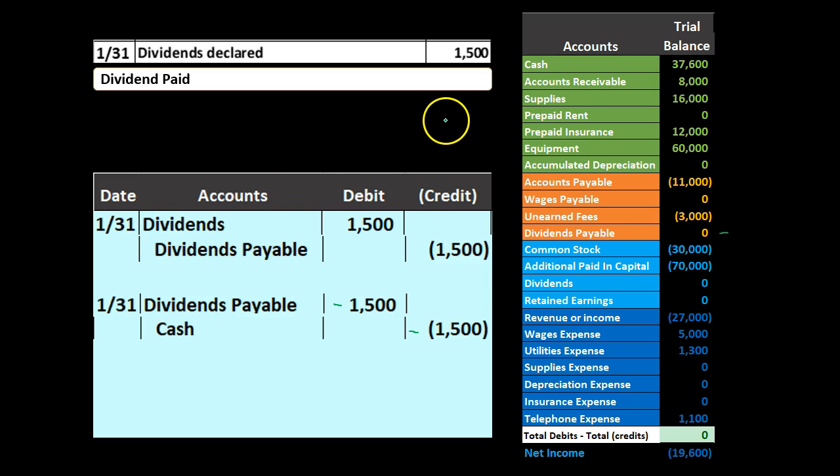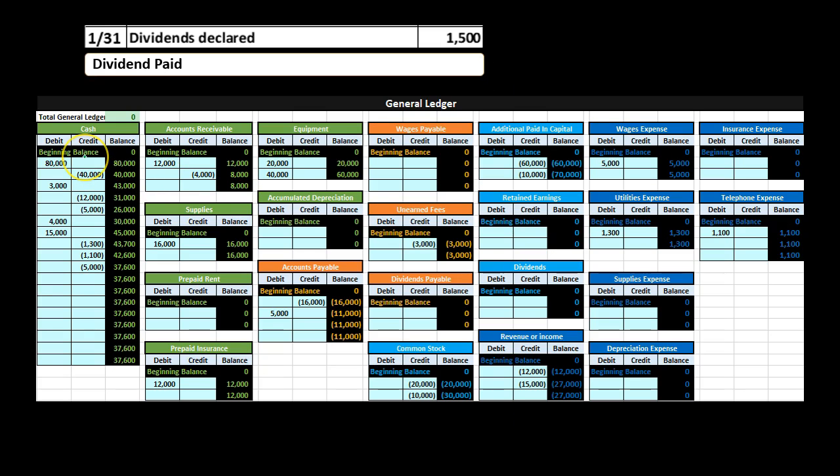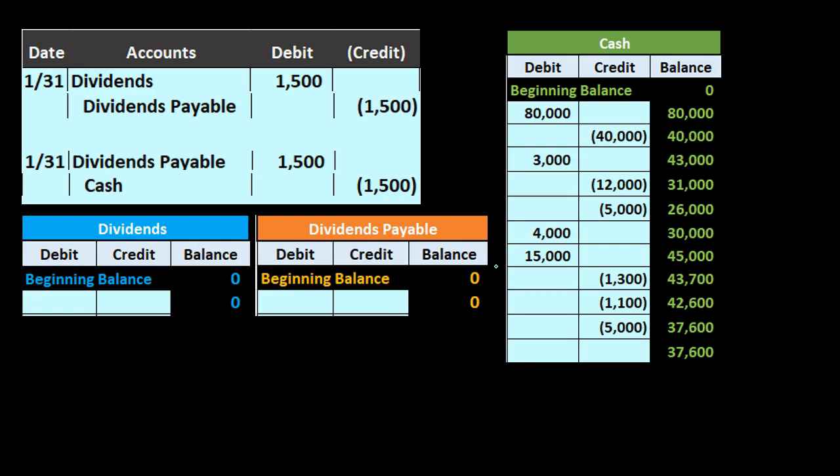We're looking for the dividends account in the equity section, the cash account, and the dividends payable. So if we go to our chart of accounts, here's the cash account. Here's the dividends payable, same order as the trial balance. And then we're looking for dividends in the equity section. We're going to zoom in on those accounts and see what happens in terms of posting.